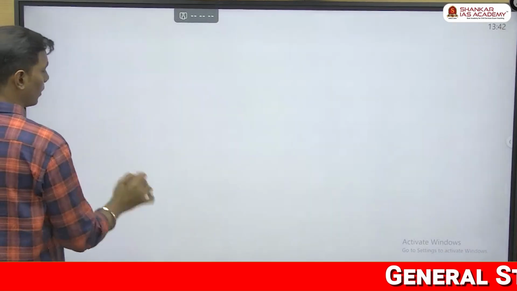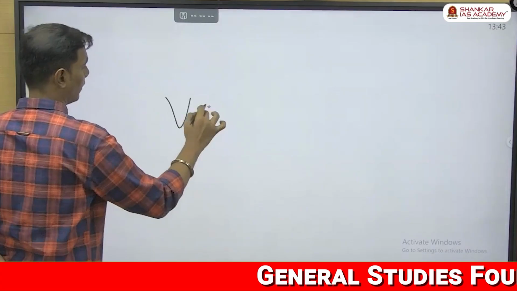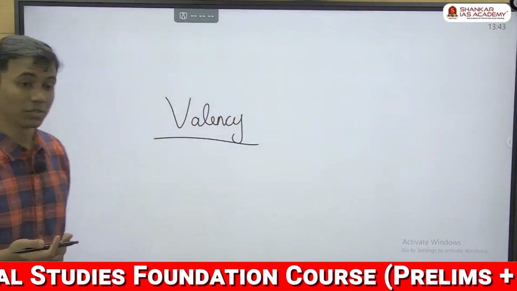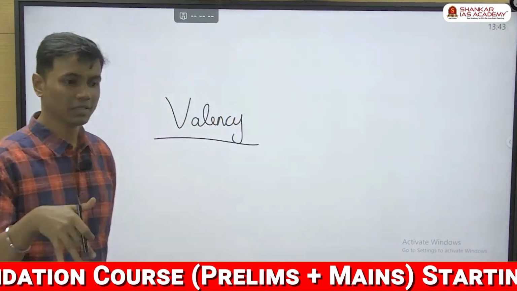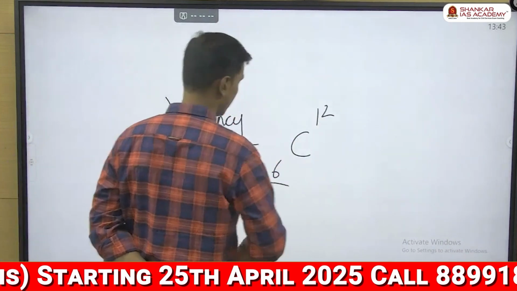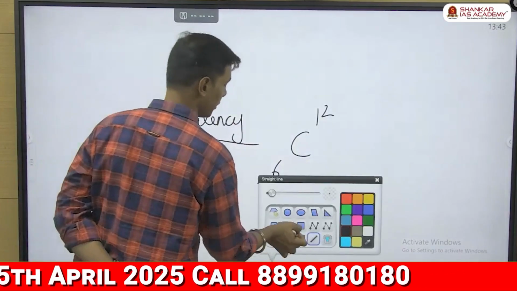Have you heard about something called valency? Yes, valency is the number of electrons in the outermost shell. It's like, imagine something like a racetrack. If you take carbon, C-6-12, how many protons are there? 6. How many electrons? How many neutrons?